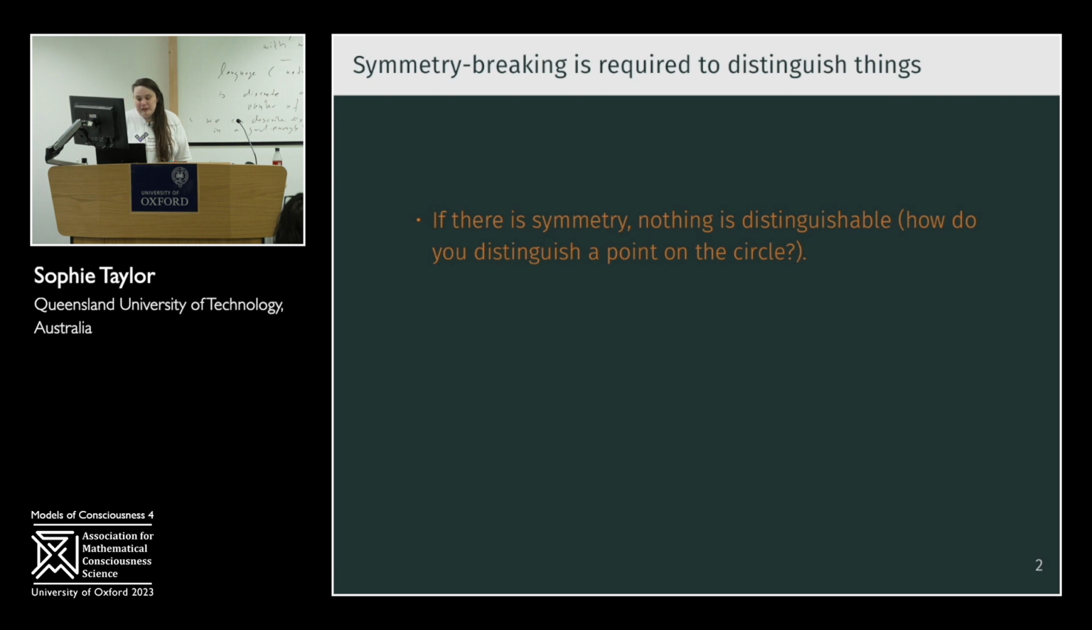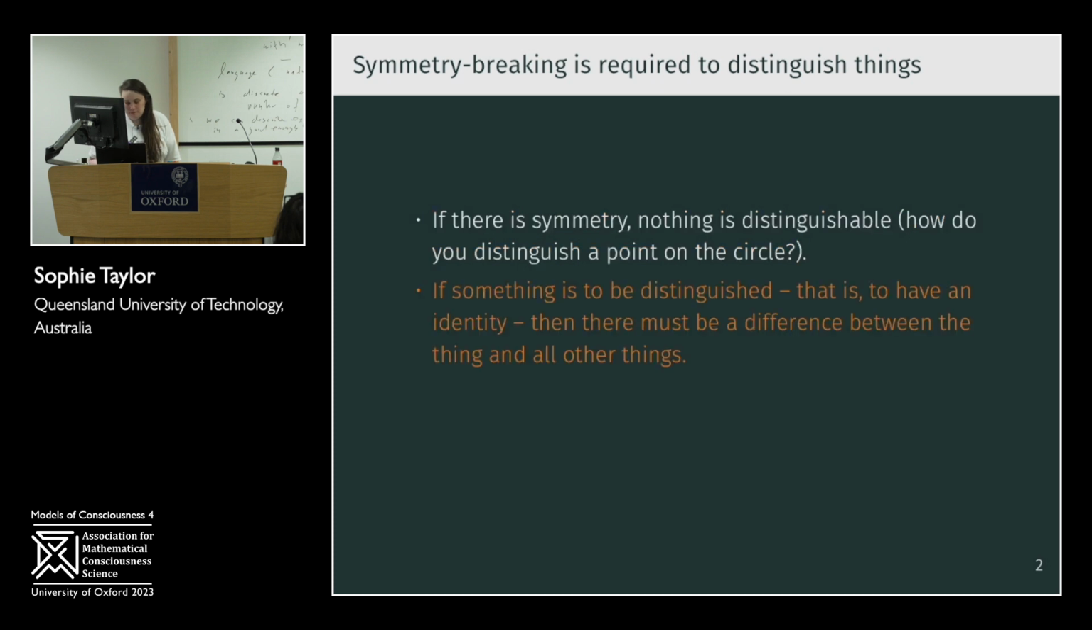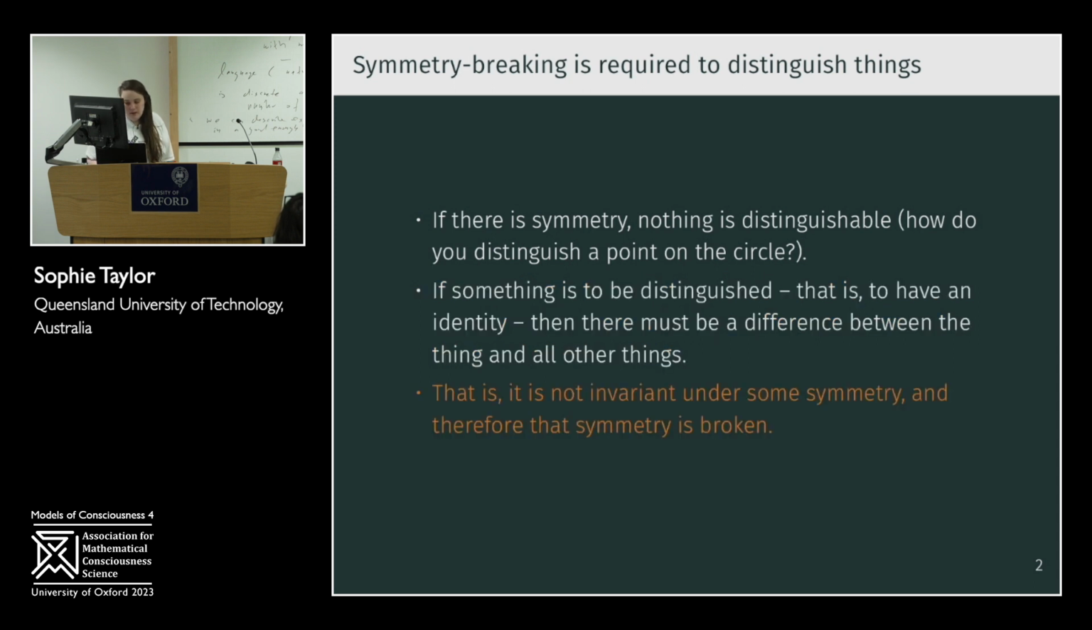Okay, so if there is symmetry, then you cannot distinguish between the symmetric items internally. Sure, you can specify the point at x equals 0, y equals 1, for example, in a unit circle, but that's only possible thanks to the external coordinate system. If something is to be distinguished, then there must be some difference between the thing and all other things. That is to say, it is not completely interchangeable with others of its kind. In other words, it is not invariant under some symmetry, and therefore symmetry is broken.